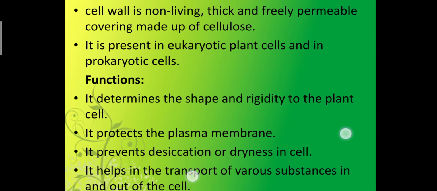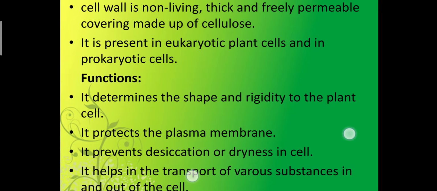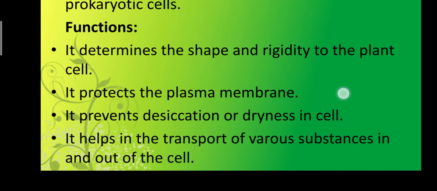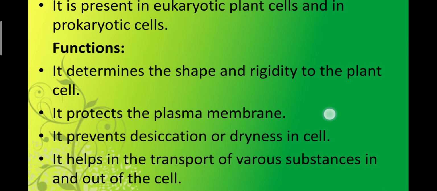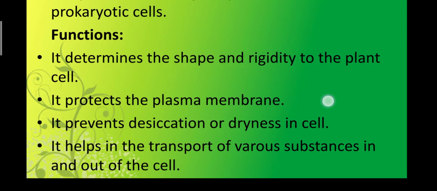Now cell wall, we all know it's a non-living thick and freely permeable covering which is made up of cellulose. It is present in both eukaryotic and prokaryotic cells. It helps in determining the shape and rigidity of the plant cell. Shape you all know, rigidity matlab ठोसपन. It protects the plasma membrane.